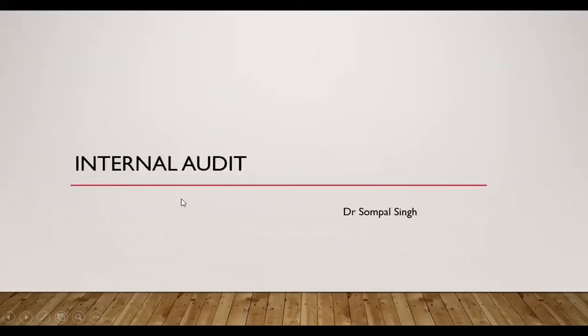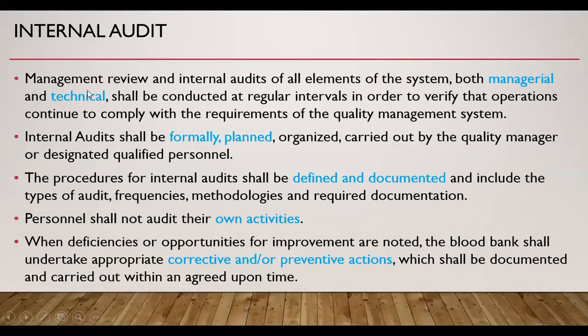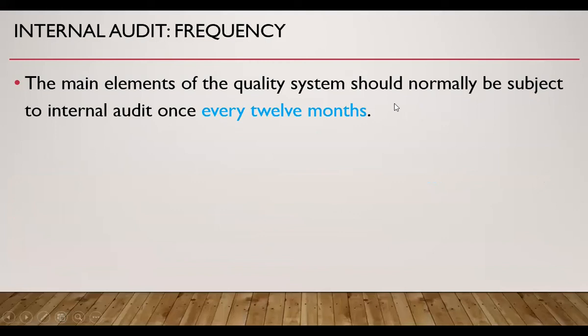Then a little bit about internal audit. Management review and internal audit of all elements of the system, both managerial and technical, shall be conducted at regular intervals. Internal audit should be formally planned, defined and documented, and personnel shall not audit their own activities. When deficiencies or opportunities for improvement are noted, the blood bank shall undertake appropriate corrective and/or preventive actions, which shall be documented. The main elements of the quality system should normally be subject to internal audit, and the frequency should be every 12 months.